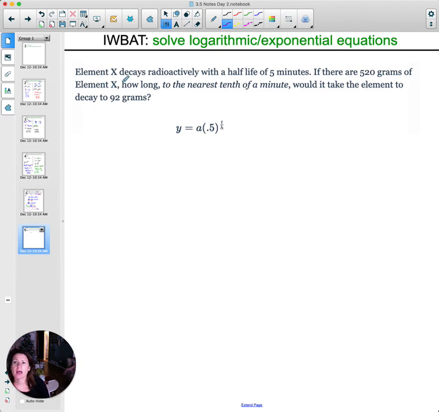And then final one, element X decays radioactively with a half-life of 5 minutes. Okay, that's your H in this formula. If there are 520 grams of the element, that's your initial amount or your A. How long to the nearest tenth of a minute, which would be your time, would it take the element to decay to 92 grams, your output? So we have 92 grams is what we want to figure out when it will be. It started at 520 grams with a half-life of 5 minutes. So this 0.5 was from the formula. T is what we're looking for. H is the 5 minutes.